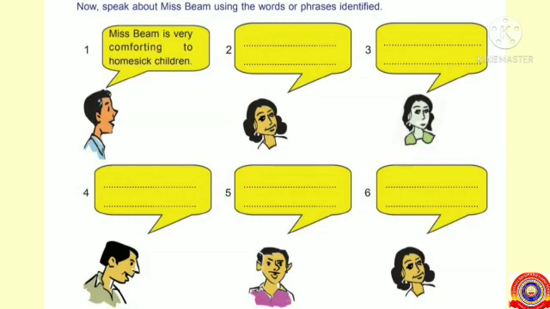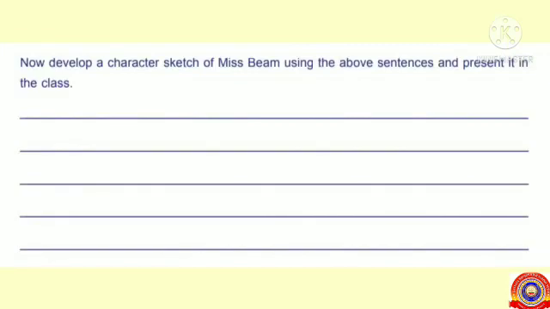Now all of you try to do the rest of it. Another question is also given here. Now develop a character sketch of Miss Beam using the above sentences and present it in the class. So after completing the first one, then you have to develop a character sketch of Miss Beam. This is the activity for you. Do it as a homework.